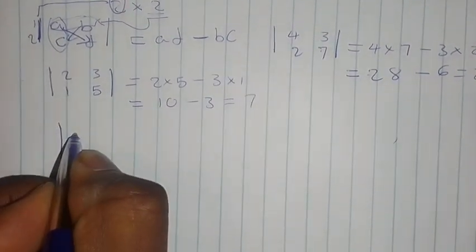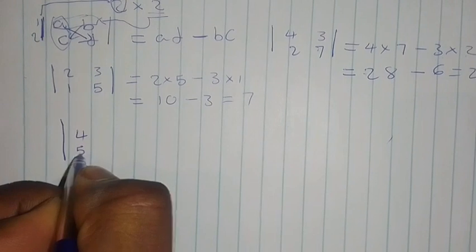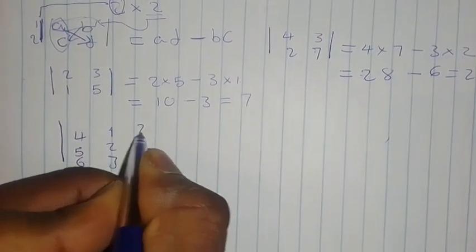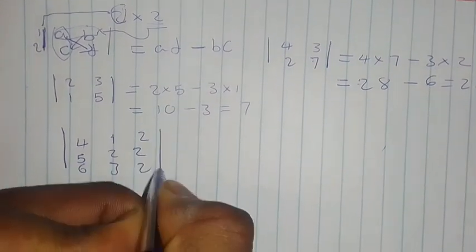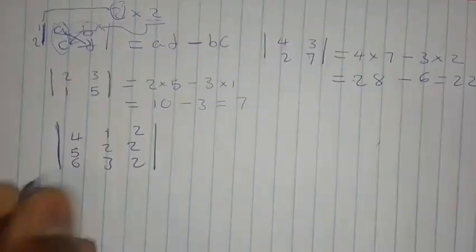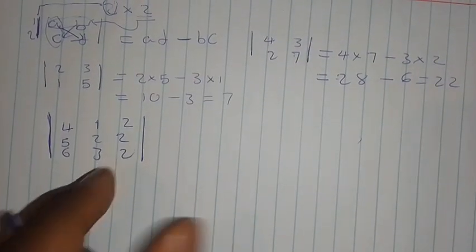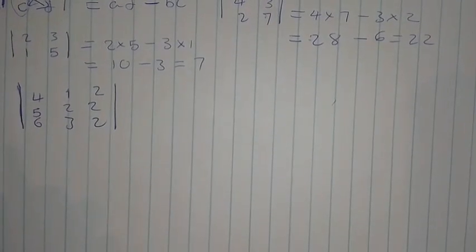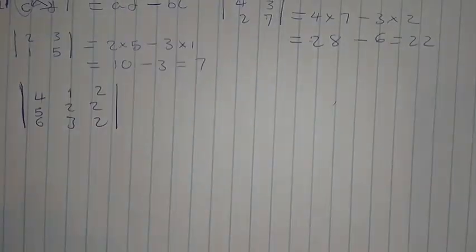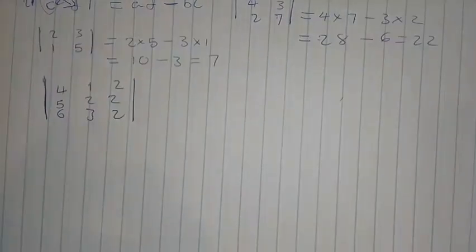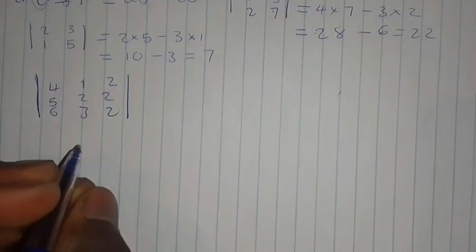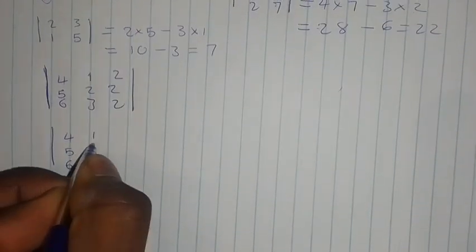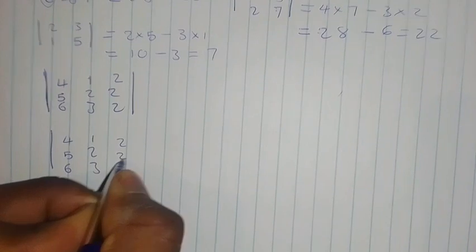Now what about a 3 by 3 determinant? Suppose you have 4, 5, 6, 1, 2, 3, and 2, 2. Let's just put another 2 like this. Suppose maybe we want to evaluate a 3 by 3 determinant. So you can use the diagonal rule, or you can use the cofactor expansion. Let me just recopy the thing. 4, 5, 6, 1, 2, 3, 2, 2, 2.